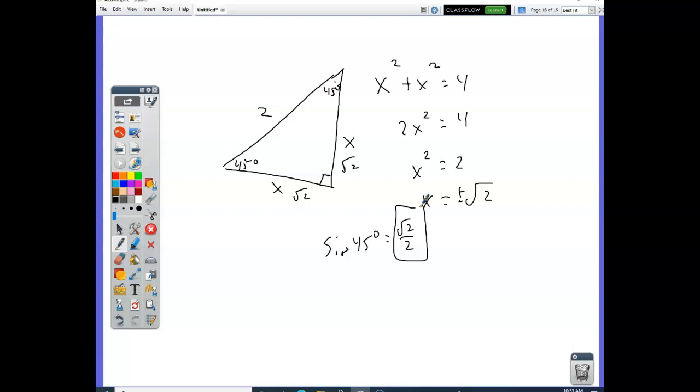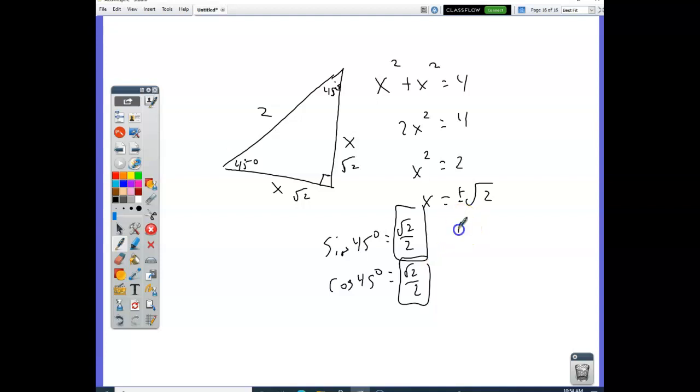Following the same logic, what's my cosine? The cosine is adjacent over hypotenuse. So in this case it would be? Square root of 2 over 2. So cosine of 45 degrees is root 2 over 2.